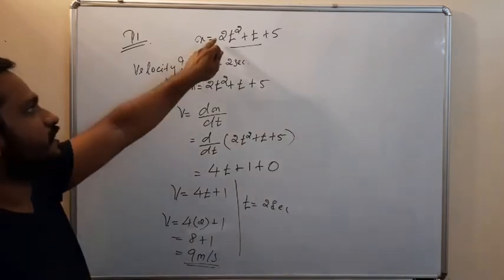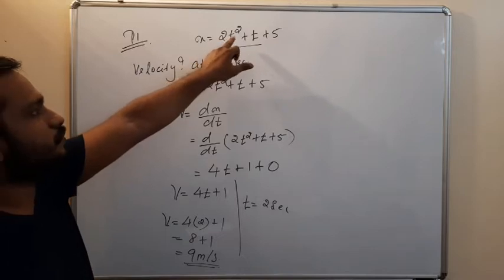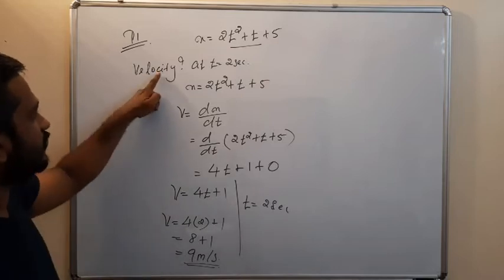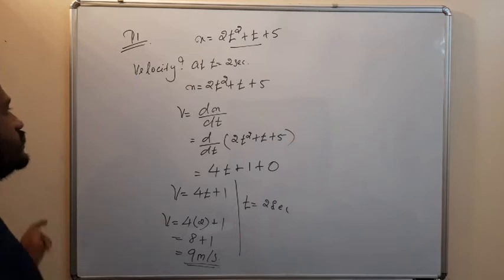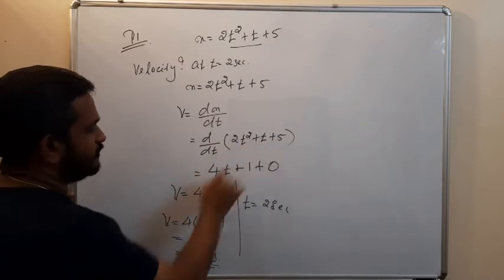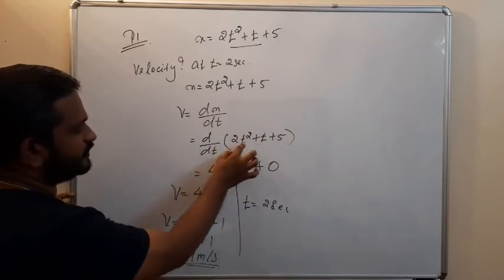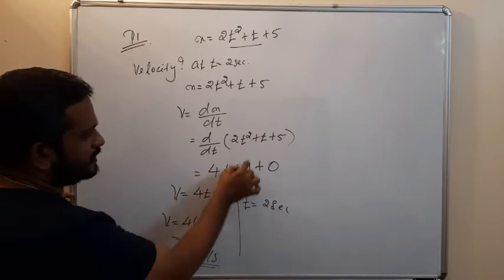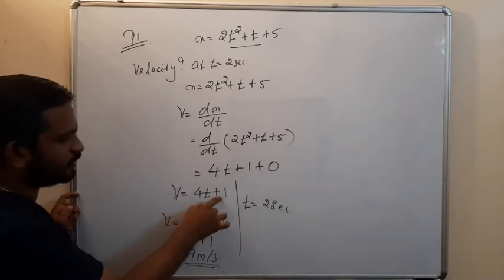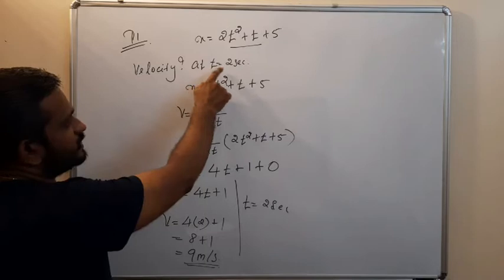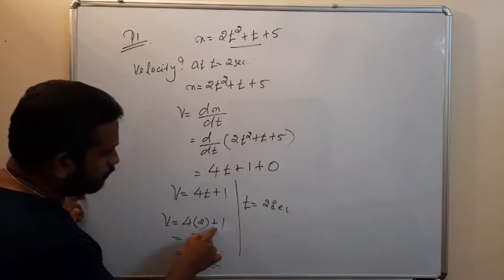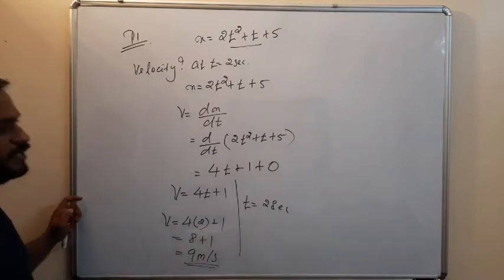So here the displacement 2t square plus t plus 5 is given in terms of time, and we have to find the velocity at t is equal to 2 seconds. So v is equal to dx by dt, d by dt of 2t square plus t plus 5. Differentiating, 2t square gives 4t, t gives 1, and the constant gives 0. So v is equal to 4t plus 1. At t is equal to 2 seconds, v is equal to 4 into 2 plus 1, that is 8 plus 1, equal to 9 meter per second.